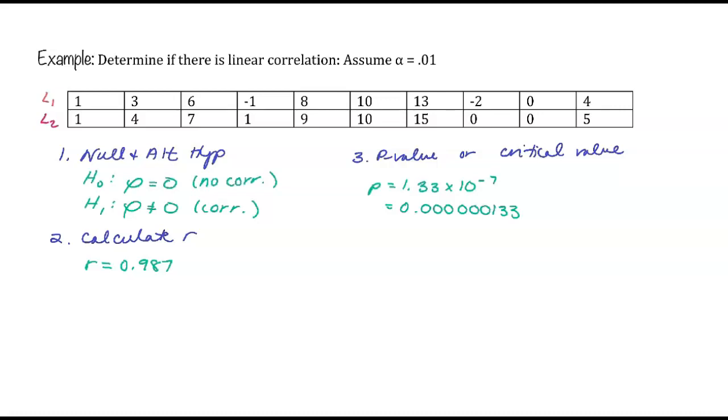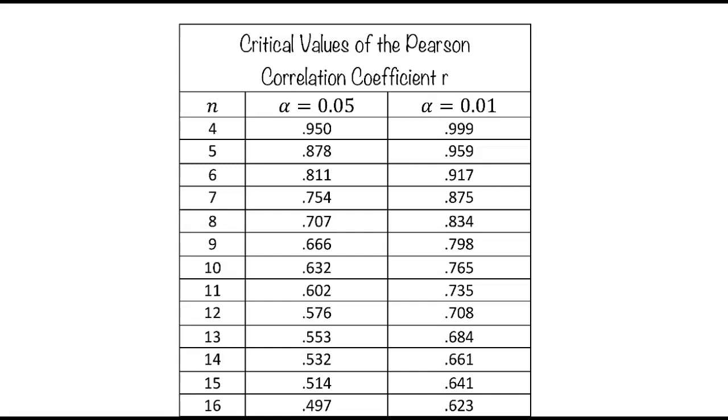Let's head over to the table to find our critical value. We again happen to have an n value of 10 because there's 10 pairs of data. This time though, alpha is 0.01, which gives us a critical value of 0.765. The size of R would need to be at least 0.765 for us to support a linear correlation.